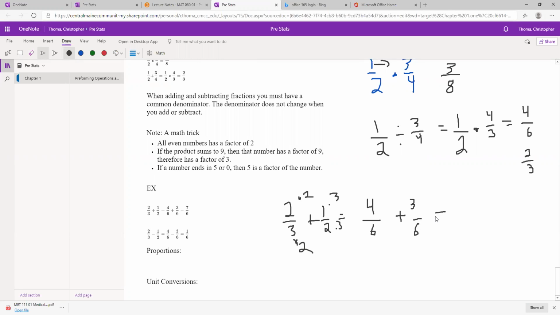And then when I add the fractions, I don't change the denominator. So that stays a 6. And then 4 plus 3 is 7. So the answer is 7/6. It is an improper fraction, but I can stop there because 7 is prime. 6 can't go into 7, so therefore I can't simplify it. And so that is the final answer.